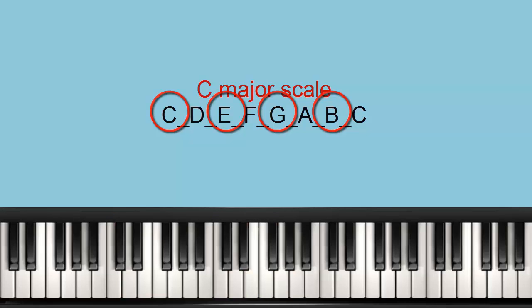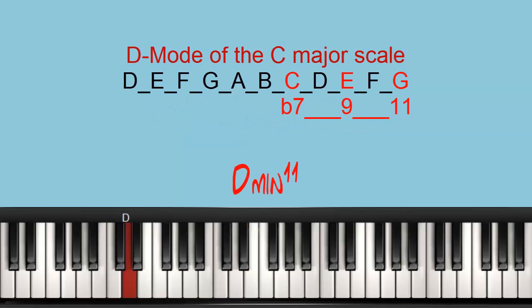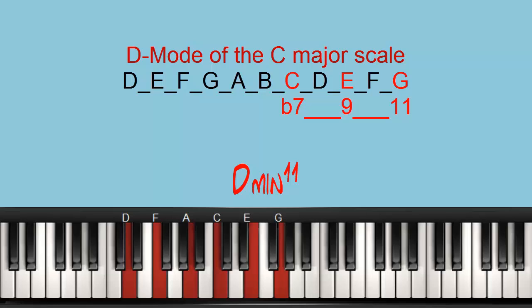So if we go up to the next note, which would be D, and we use a C major triad, we would end up with a D minor 11th chord. Where in this chord, C would be the flatted 7th, E would be the 9th, and G would be the 11th.